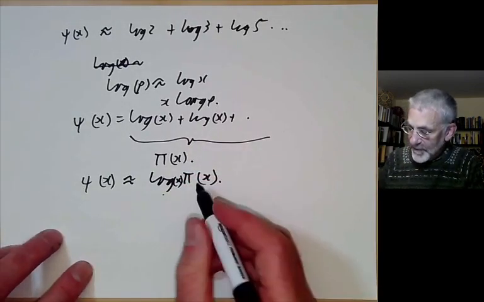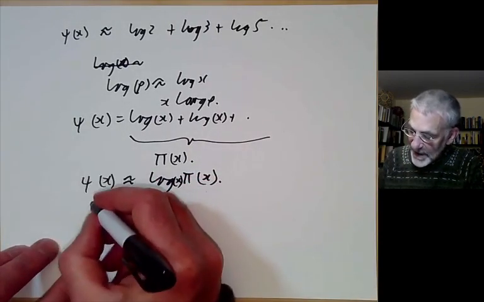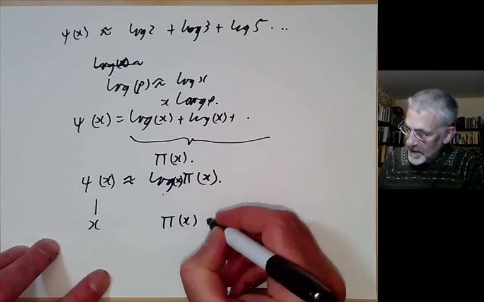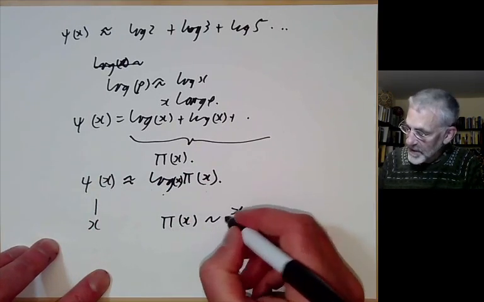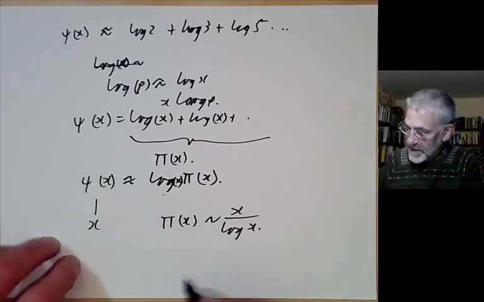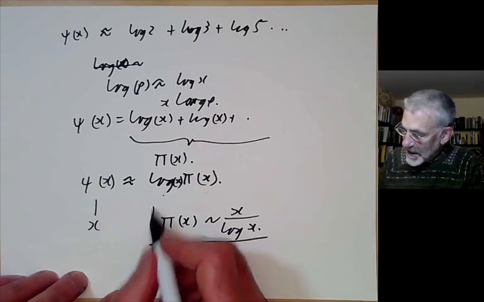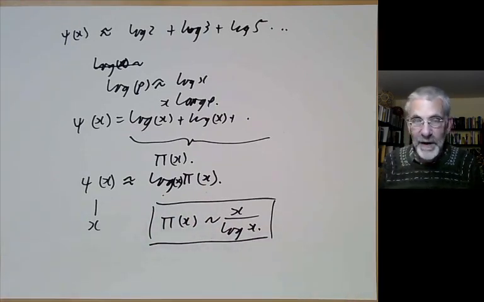So since psi of x is asymptotic to x, this gives us that pi of x is going to be asymptotic to x over log of x. So that ends the sketch of the proof of the prime number theorem.